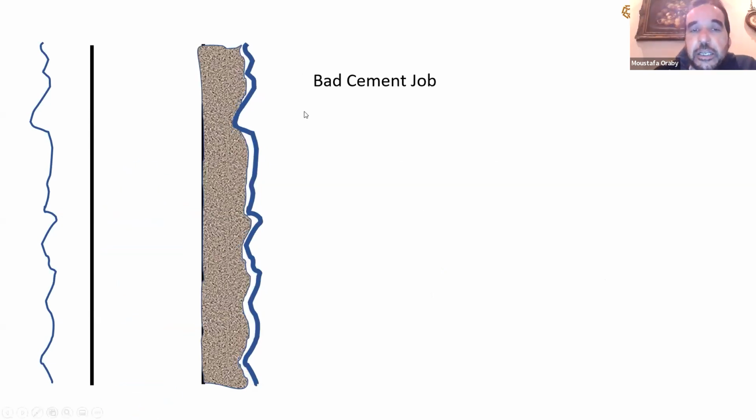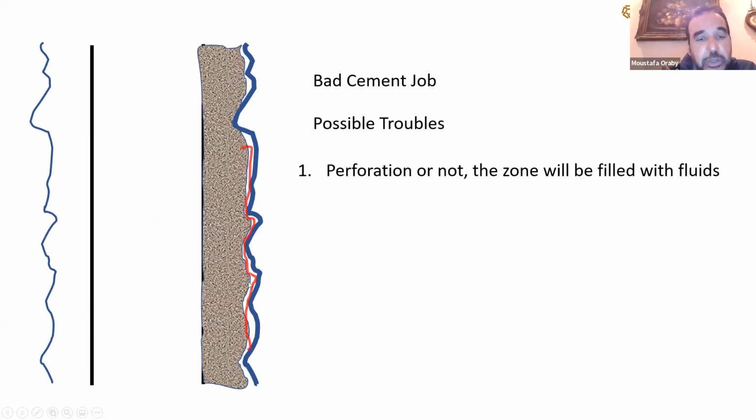Second is another bad cement job. You can see the bonding is good between the casing and the cement, but the bonding is bad between the cement and the formation. Similarly, the same issue here, with all possible troubles. It will be a trouble all the time. Fluids will get in, the condition of the cement will deteriorate, and it will go back into the wellbore and affect the wellbore. So the same issues will happen.